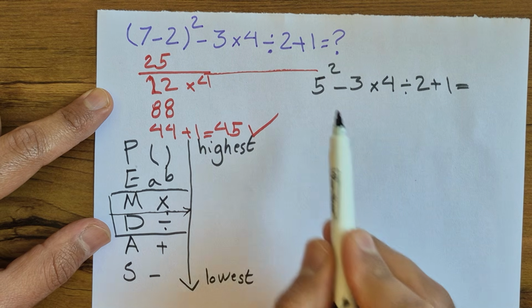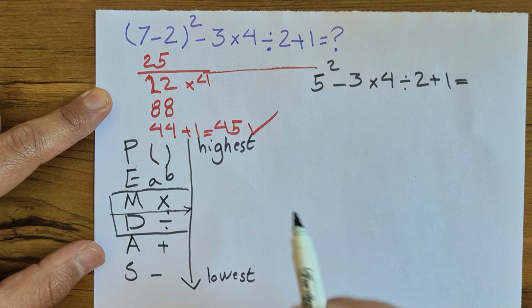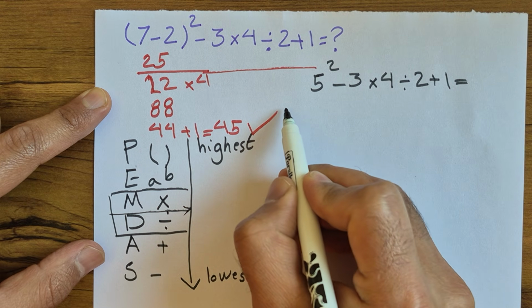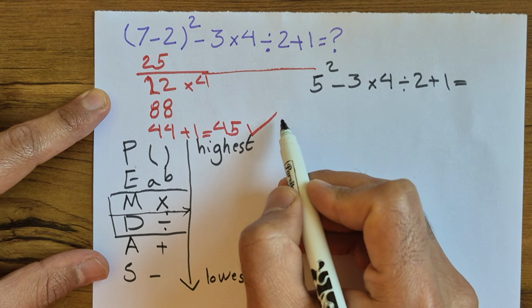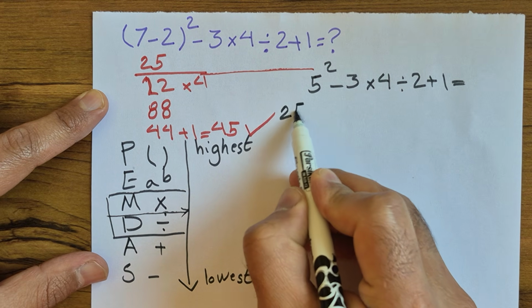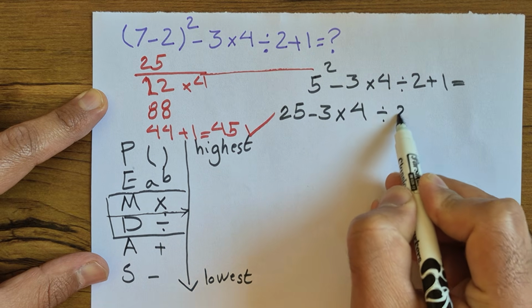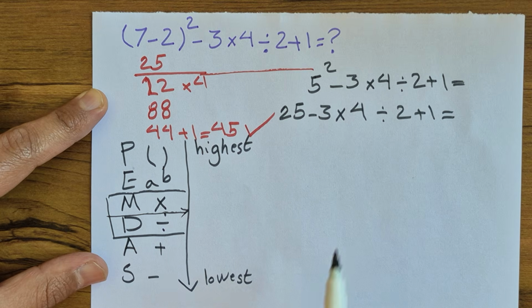We evaluated that. What's next according to PEMDAS? It's exponents. Do we have exponents? Yes, we do. We should get rid of exponents and evaluate them second, after parentheses. 5 squared is 25, minus 3 times 4 divided by 2 plus 1 equals.